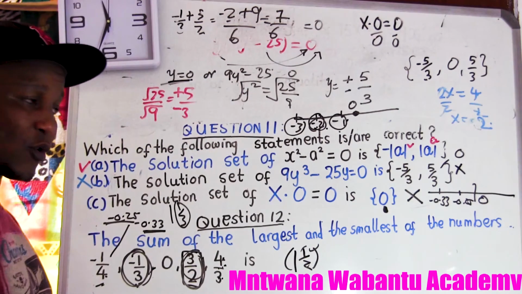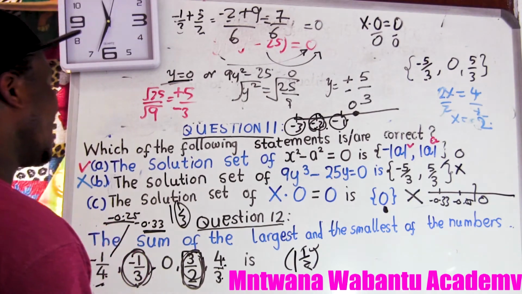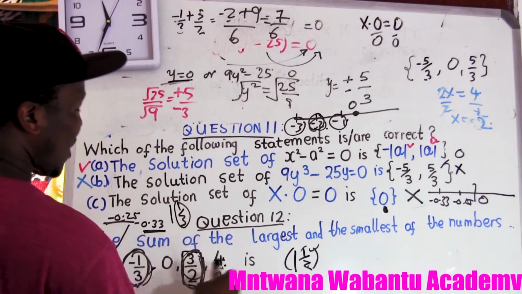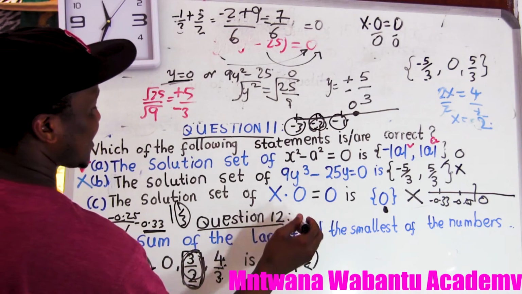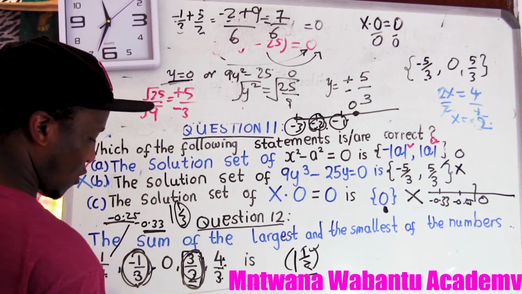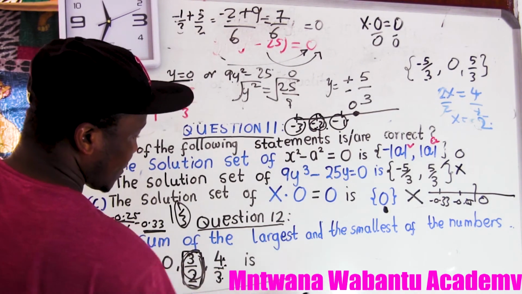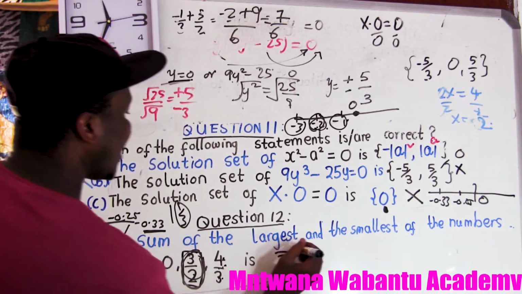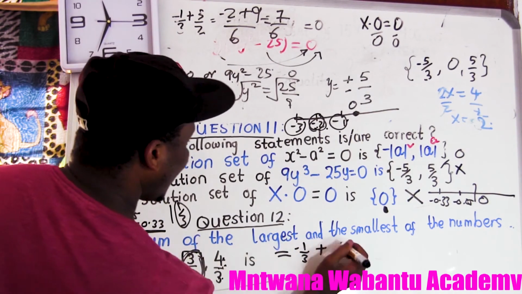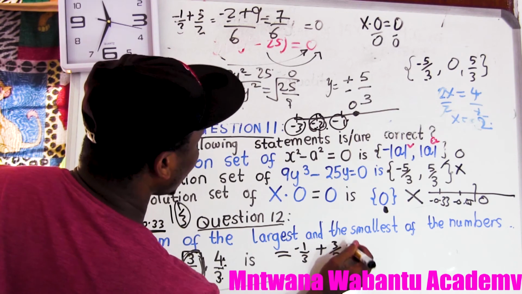You can plug in the calculator if you don't know how to do fractions. 7/6. So, when you add the small and the big, it is going to give you 7/6. So the answer of this one is going to be 7/6, after adding the smaller and the bigger, which is -1/3 plus 3/2.